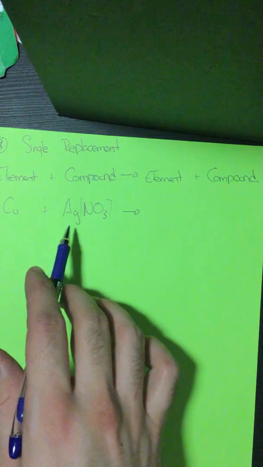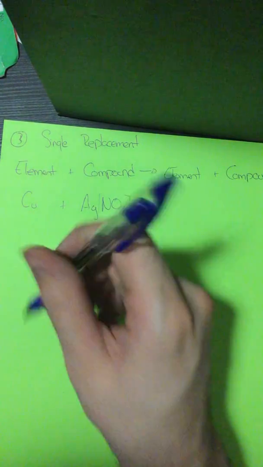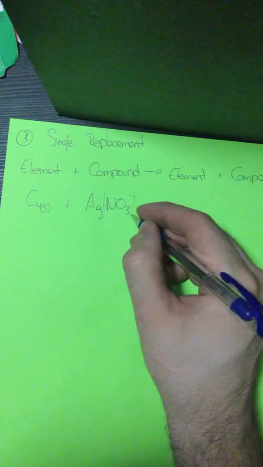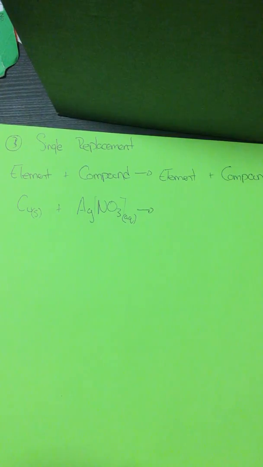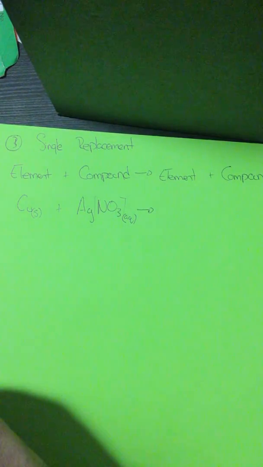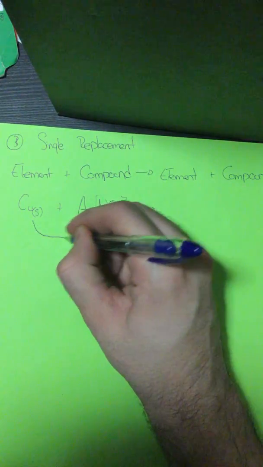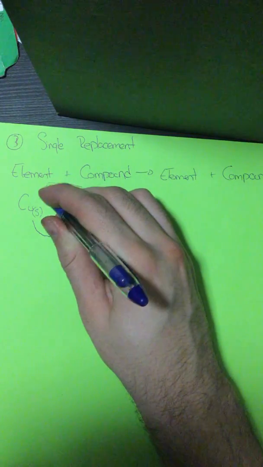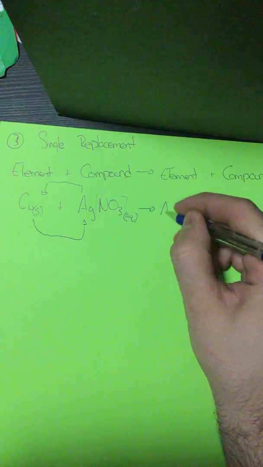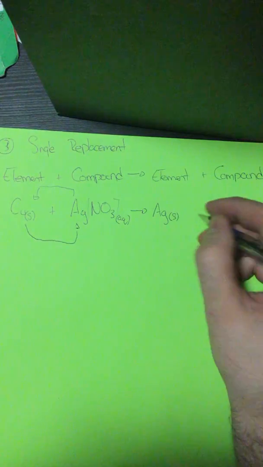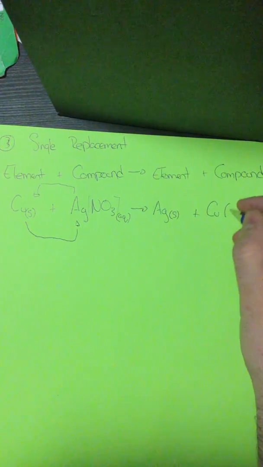So copper needs a new home, and when he's thinking about a new home, he wants something similar to what he's used to. Copper is a metal. So it being a metal wants a metal home. It looks over here, it says, hey, silver is a metal. I'm going to take silver's home. That's where I want to be. So copper is going to come in here and kick silver out of its home and take over its spot with nitrate. So element plus compound. So my new element is going to be silver. And my new compound is going to be copper nitrate.